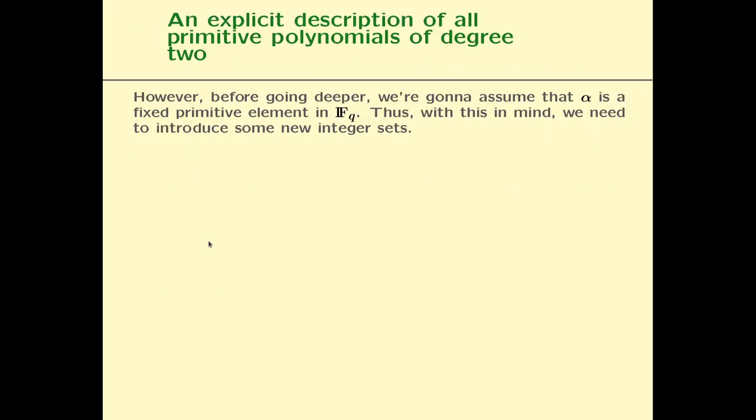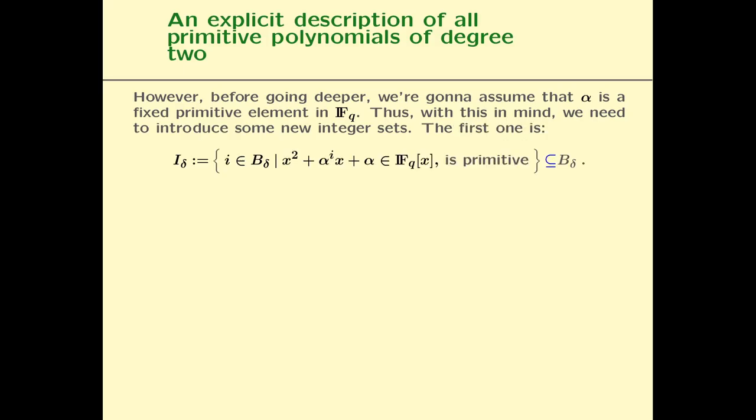Now it is time to present an explicit description of all primitive polynomials of degree 2. However, before going deeper, we are going to assume that alpha is a fixed primitive element in the finite field of Q. Thus, with this in mind, we need to introduce some new integer sets. The first one is the set capital I delta defined in this way, and as we can see, such set is indeed a subset of the set capital B delta.